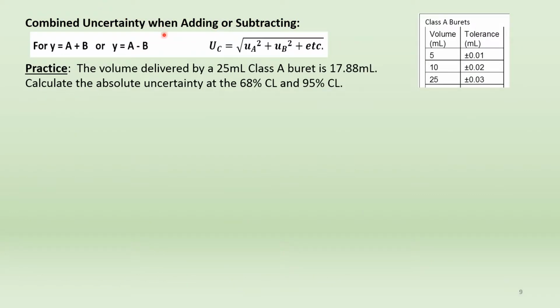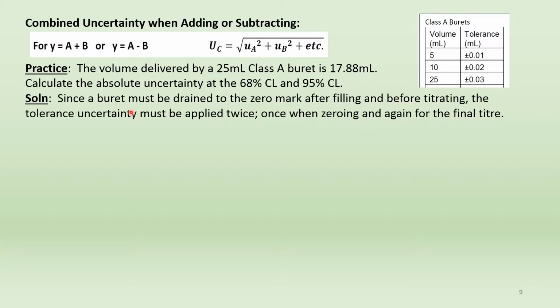Another example. The volume delivered by a 25 ml Class A burette is 17.88 mL. Calculate the absolute uncertainty at the 68 and 95% confidence levels. Now, since a burette must be drained to the zero mark after you fill it and before you do the titration, the tolerance uncertainty must be applied twice, once when you zero the burette and a second time when you take the final titer. Now the tolerance reading for a 25 ml burette is plus or minus 0.03.